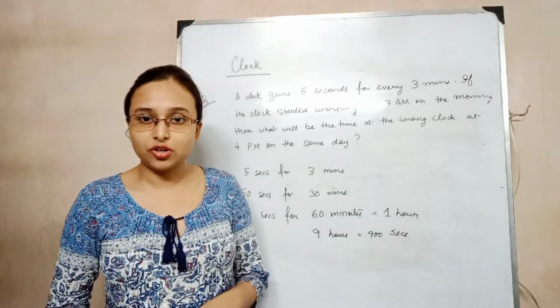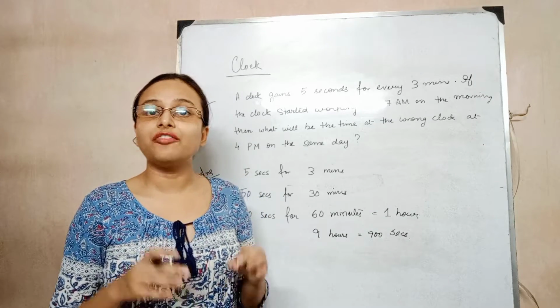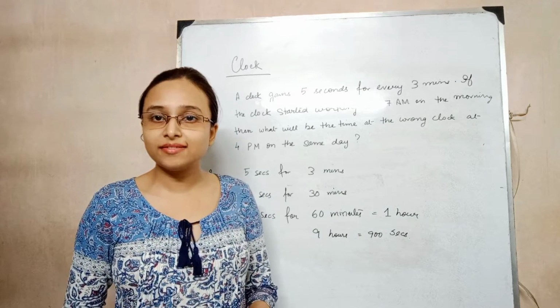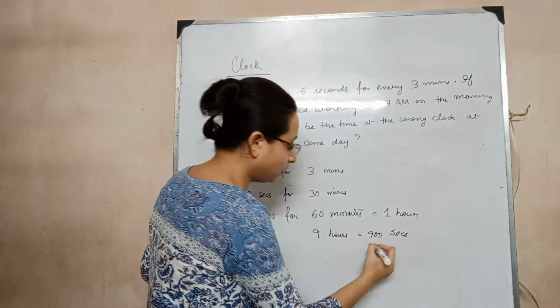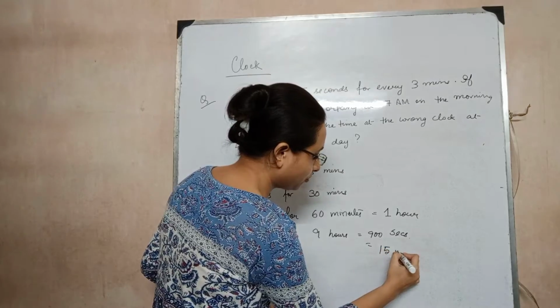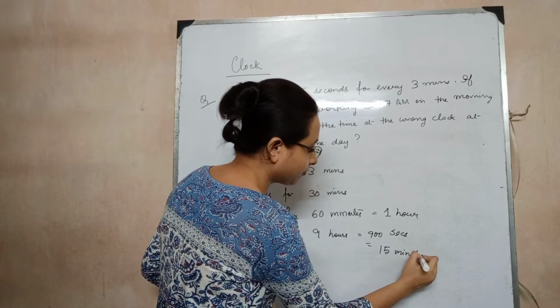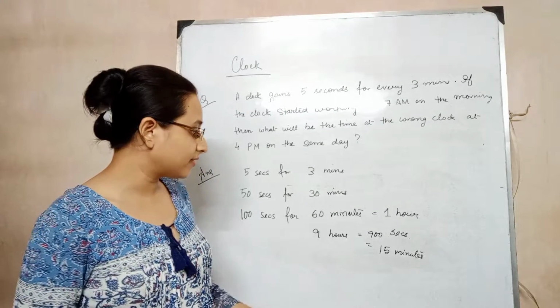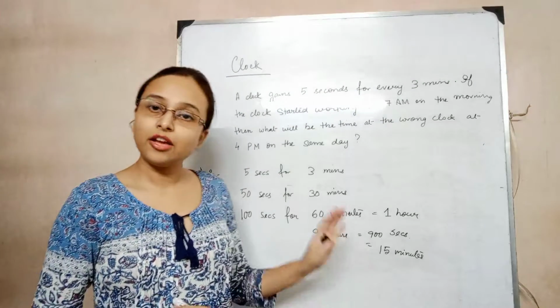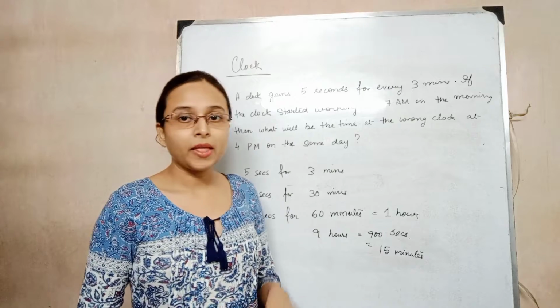Now we will do the conversion. The conversion of 900 seconds to minutes will be 15 minutes. Okay. Now I can write here 900 seconds is equal to 15 minutes. So in 9 hours, the clock gains 15 minutes. Okay.